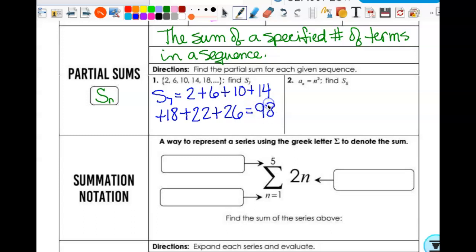Okay, y'all can add, so I'm not so much worried about that. Okay. Is this an arithmetic or a geometric sequence? Arithmetic, good, because we're going up by 4 each time.